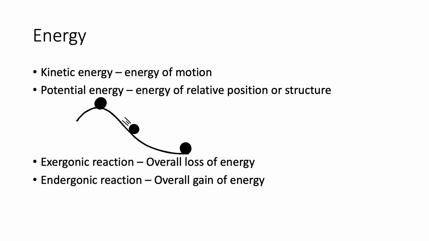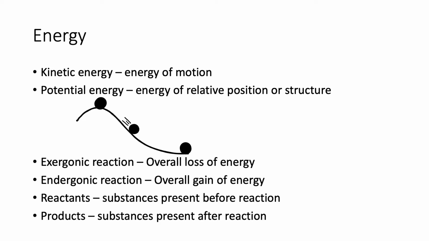Now, the opposite of an exergonic reaction is an endergonic reaction. In an endergonic reaction, energy is added. One example of this is photosynthesis, in which sunlight, which is a form of energy, is used to make carbohydrates, specifically glucose.